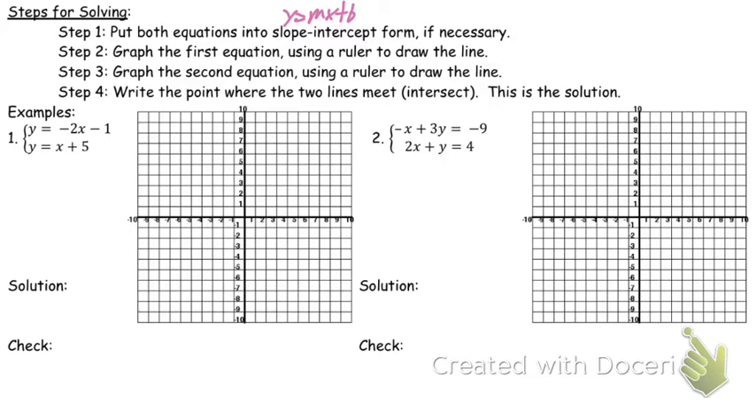So our step 2, after we put them in slope-intercept form, is to graph the first equation. It says use a ruler to draw a line. We'll go over that in a second. Then graph the second equation, doing the same, and then write the point where they meet or intersect, and that is the solution.